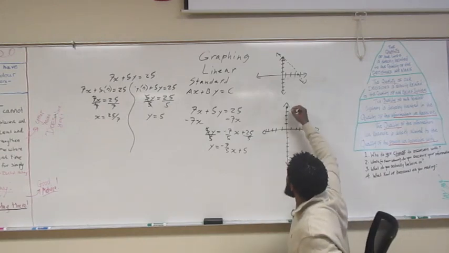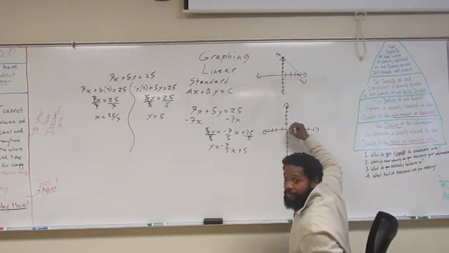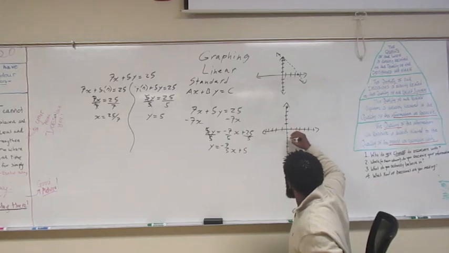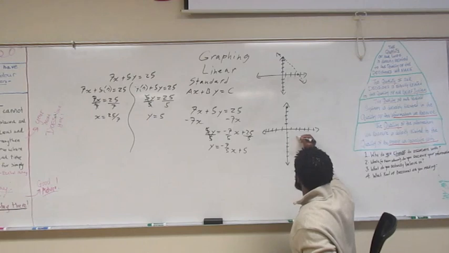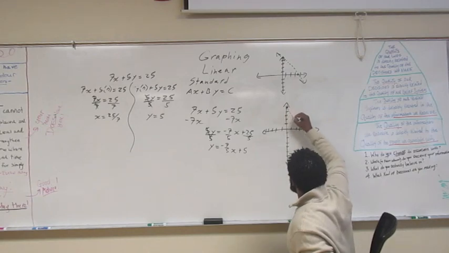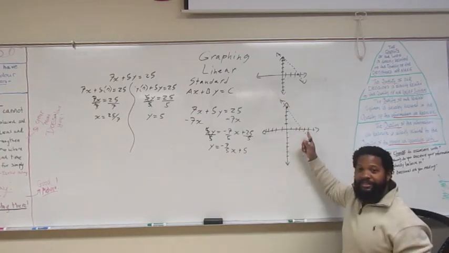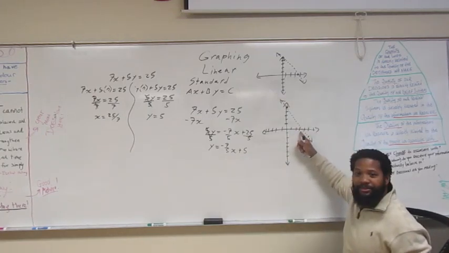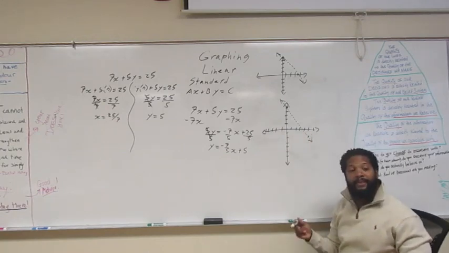So we're going to count down 7. 1, 2, 3, 4, 5, count the origin, 6, 7. And we're going to run to the right 5 times. 1, 2, 3, 4, 5. Okay? And if you notice, it's in the same general area. You see how the line crosses in between the 3 and the 4? Y'all see that?